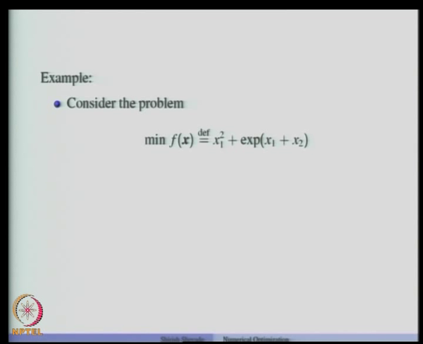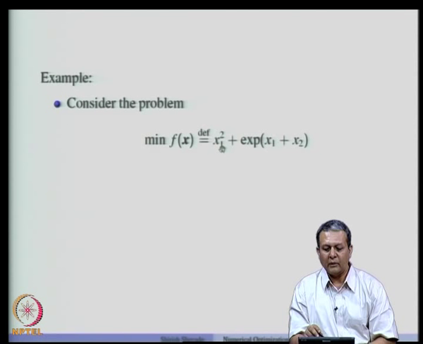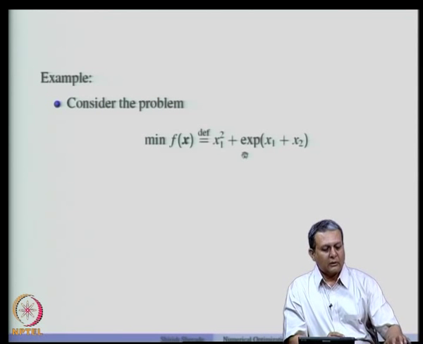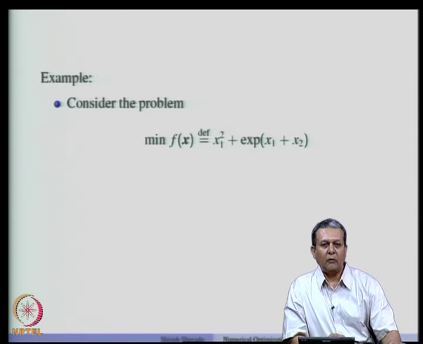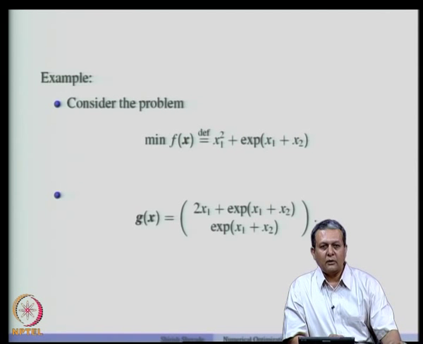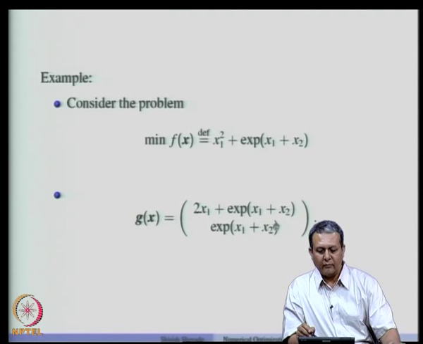Now, let us consider another problem, again a two dimensional problem, where we are trying to minimize the function x1 square plus e to the power x1 plus x2. Now, as I said earlier, the first step is to get the stationary points. So, let us write the gradient vector.